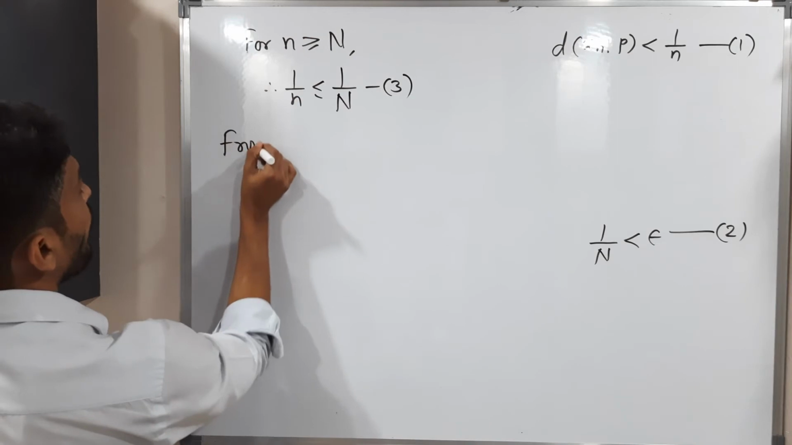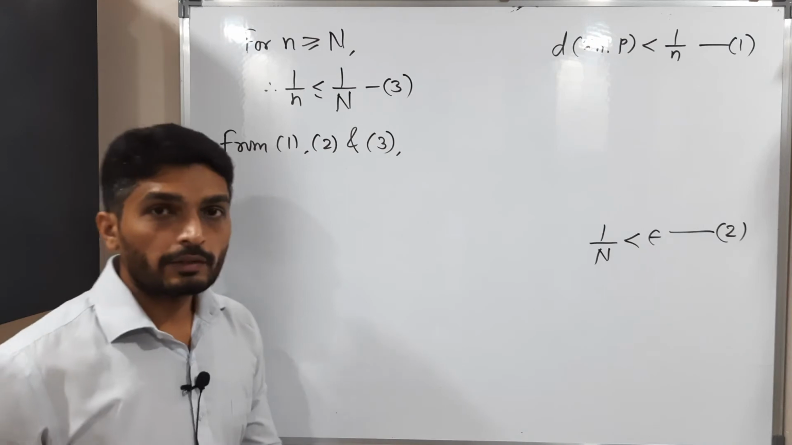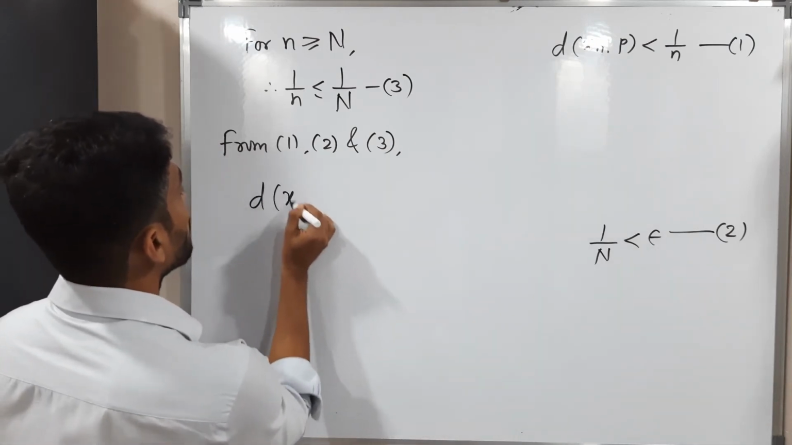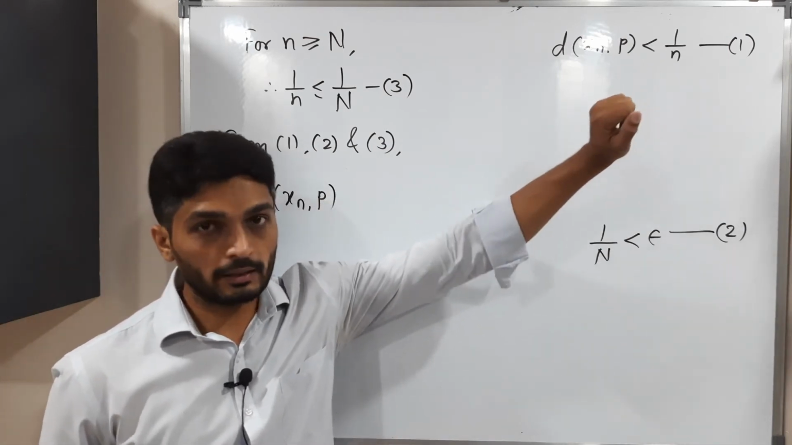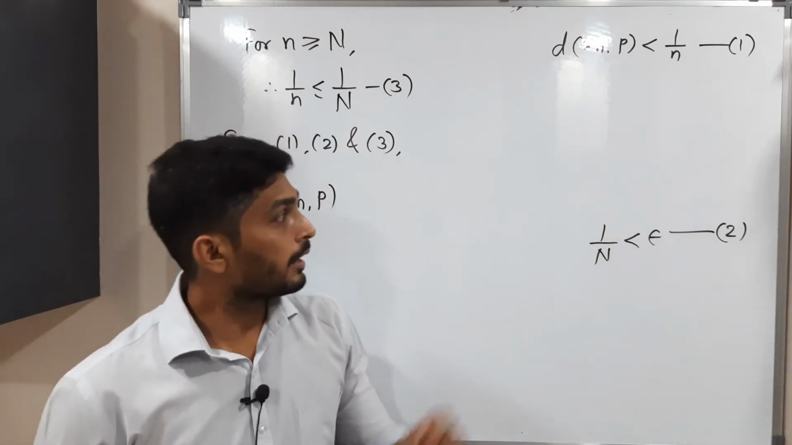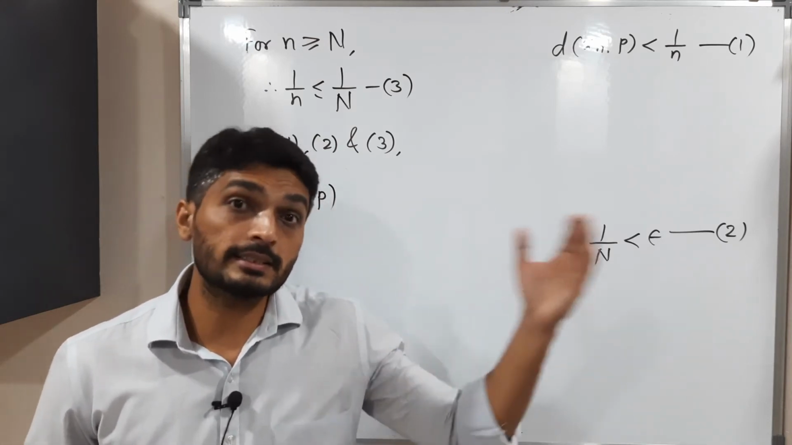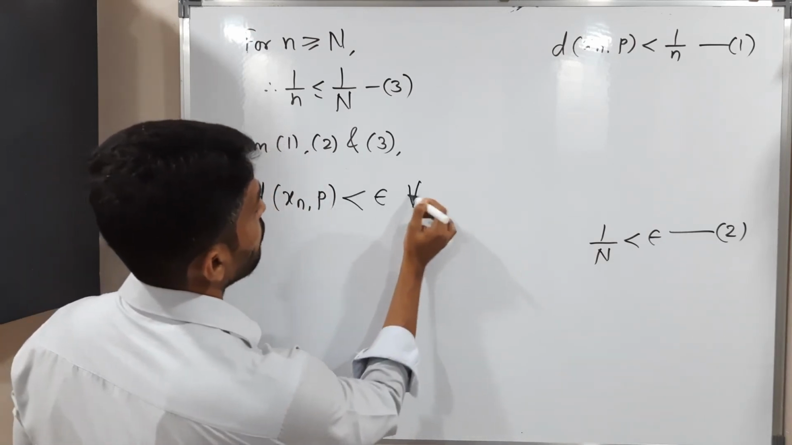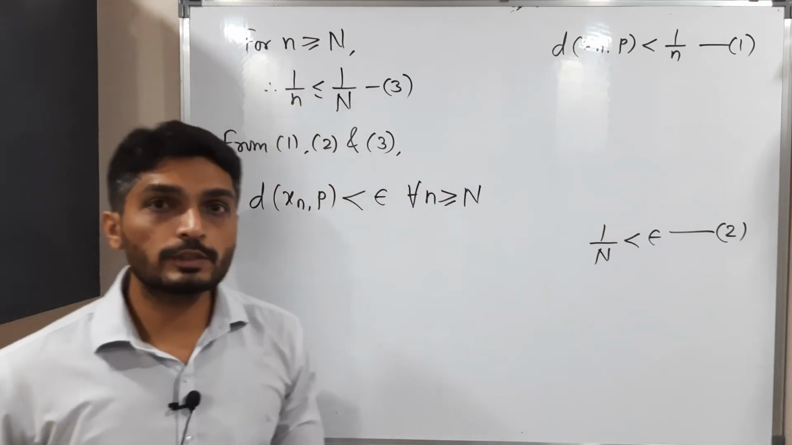Now from 1, 2 and 3, can you tell me what we can write? I will start from there. d of xn, p is less than 1 upon n, 1 upon n is less than or equal to 1 upon capital N, and 1 upon capital N is less than epsilon. A less than b, b less than c, c less than d, so we can write a less than d. Therefore d of xn, p is less than epsilon for all n greater than or equal to capital N. I should carry this condition. This is the definition of a convergent sequence.